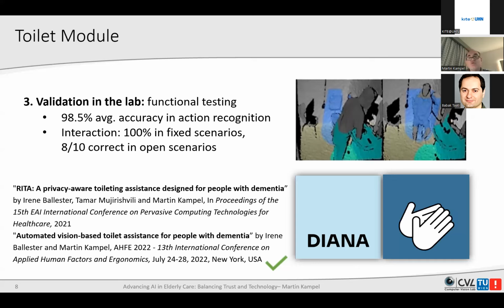This is actually its own topic, how to do these trials in care facilities. It's much more difficult, and definitely the validation does not stop at accuracy. It deals a lot with acceptance and all the other points I raised on the slides before.